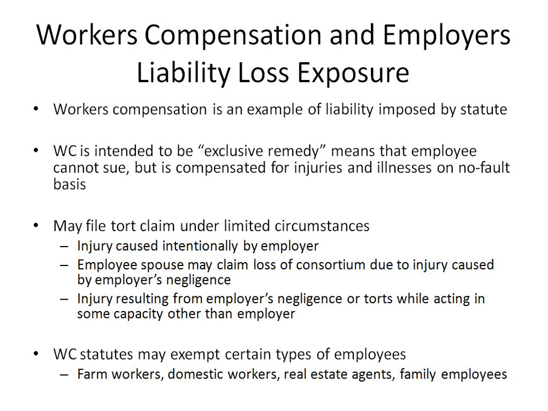So in certain circumstances you can file a tort: injury caused intentionally by the employer. An employee's spouse may claim loss of consortium due to an injury caused by the employer's negligence. Again, negligence in this case might be not proper guardrails, not proper equipment, things like that. And the last one probably should be reversed: injury resulting from the employer's negligence or torts while acting in some capacity other than employer. So say the softball team is not part of the employment, and something happened, someone got in a fight. Even though it's my employer, because it wasn't in the course and scope of employment, that might be a case I can bring.